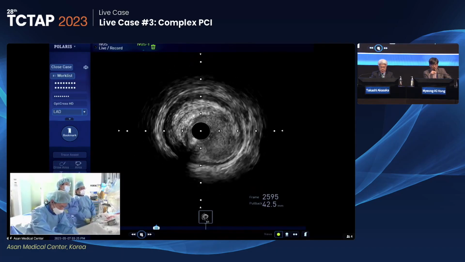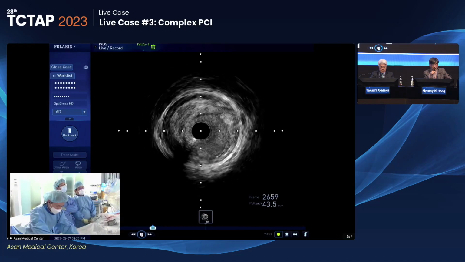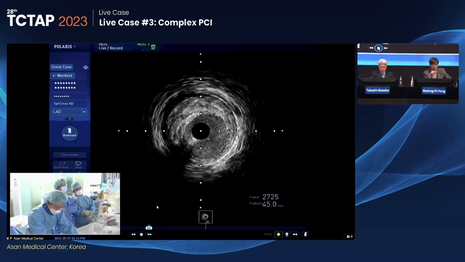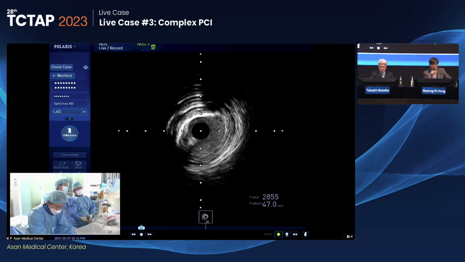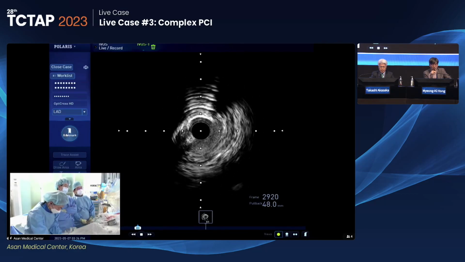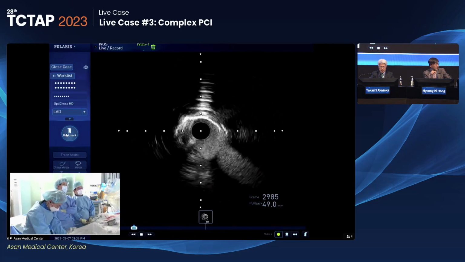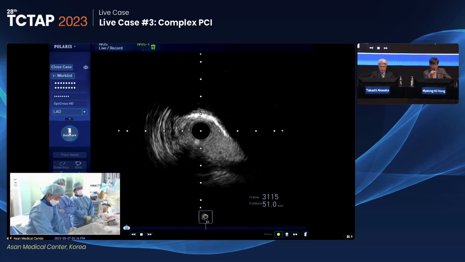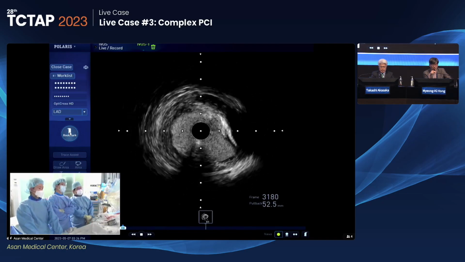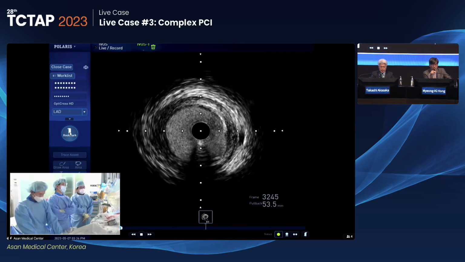Another interesting point is that the plaque is extended to the distal left main bifurcation, and the LAD ostium is very tight. Yes. Here is the LAD ostium. Circumflex is coming from the 4 o'clock. Distal left main, some calcification. Here is the shaft of the left main.